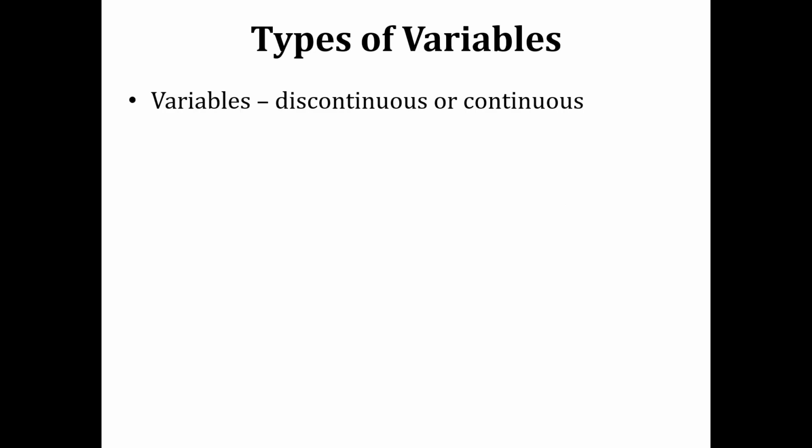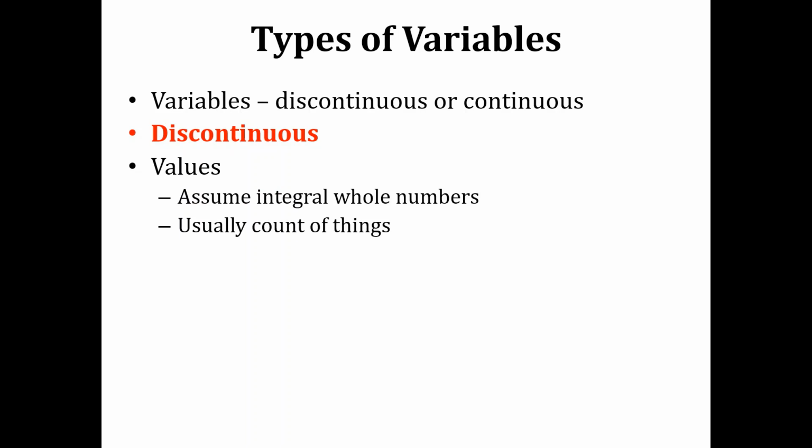In this section, we are going to study the scales of measurement. Now, first of all, the types of variables. The variables may be discontinuous or continuous. So we have two types of variables on the basis of their scales of measurement, discontinuous or continuous. Discontinuous variables are those in which values assume integral whole numbers, and they're usually counts of things.